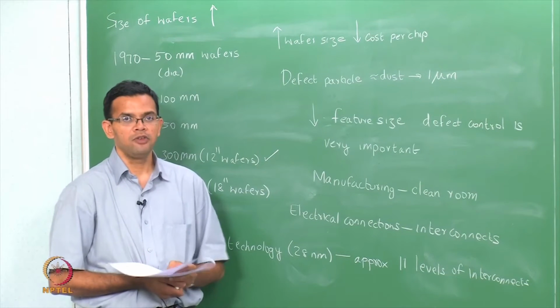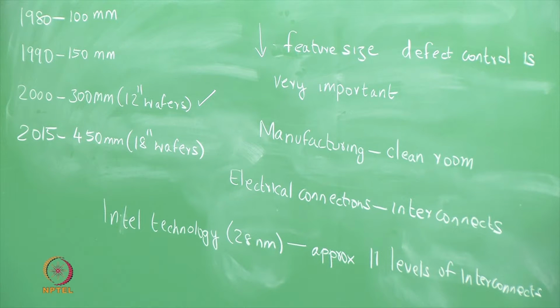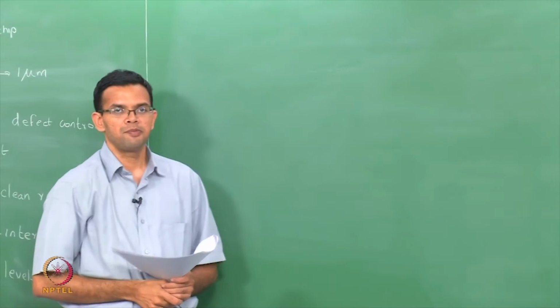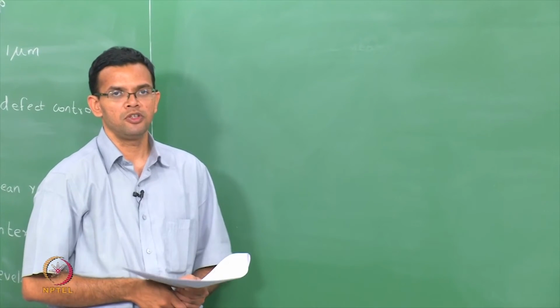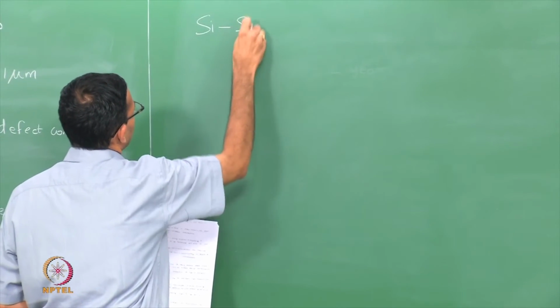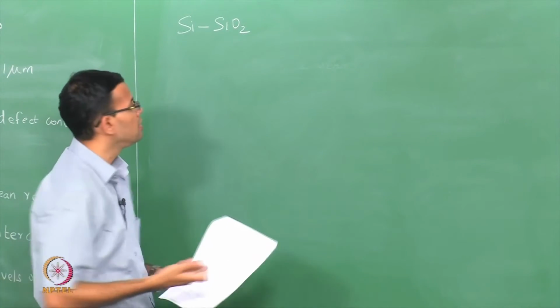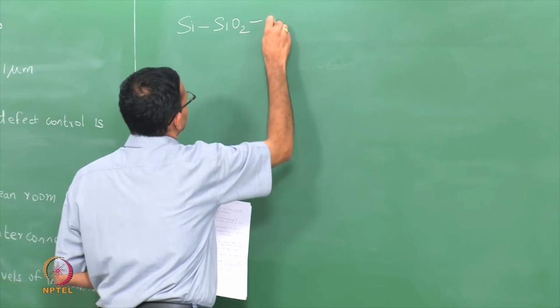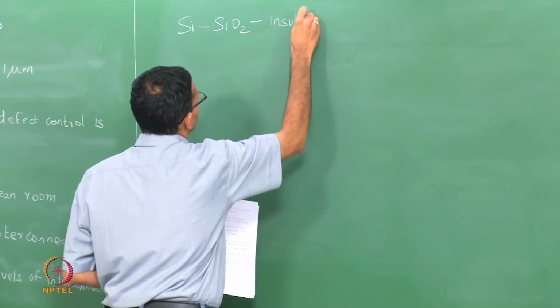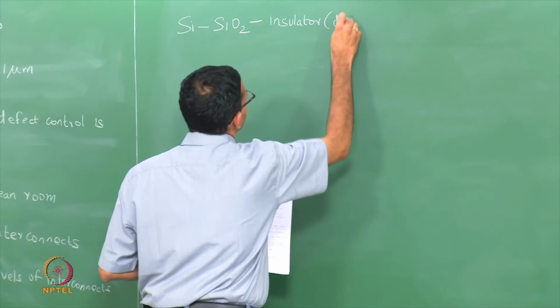We also have new materials that are constantly being used. For example, one of the first reasons for using silicon was that in the case of silicon there is a naturally growing oxide, which is your silicon dioxide, that can act as the insulator or the dielectric in your MOSFET.